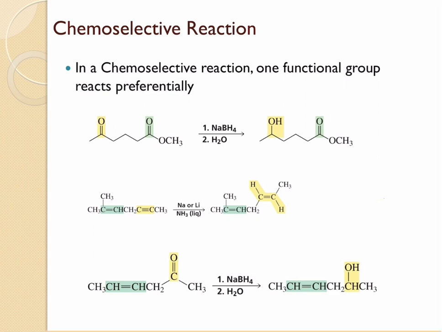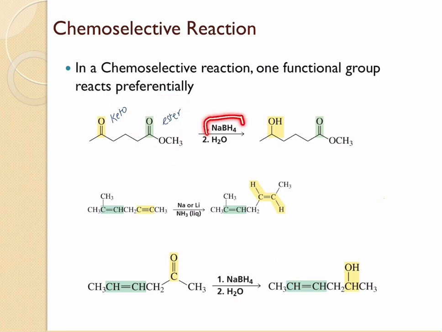Say for example, let's take the first reaction. In the first reaction, the starting material has got two carbonyl groups. But this carbonyl group right here is a keto functional group, and the one on the right is an ester functional group. So when you go back and look for the relative reactivities of the different carboxylic acid derivatives, we know that the ester groups are relatively less reactive.